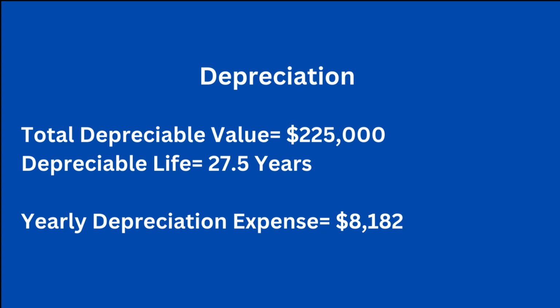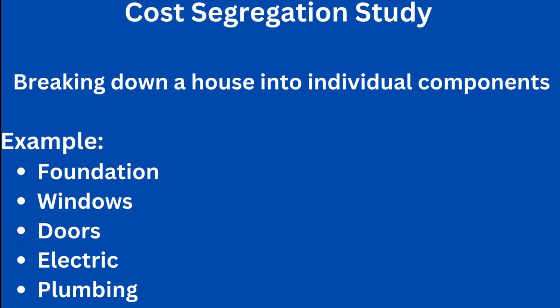So your depreciable value of $225,000 divided by 27 and a half years means your annual depreciation expense, an expense you're going to claim on your taxes against your income, is $8,182. Again, this is a phantom expense. It isn't something you're actually paying for, which is great. It's just year after year reducing your taxable income. But there can be a way to supercharge this number, and that's with a cost segregation study.